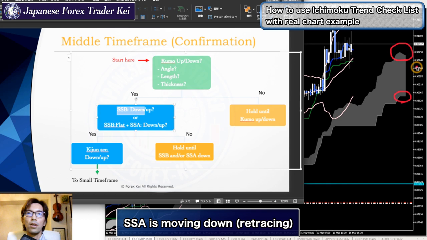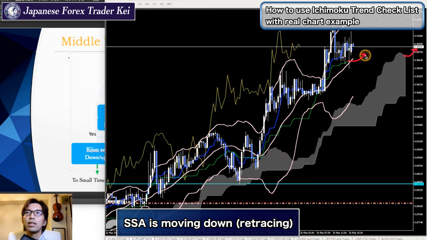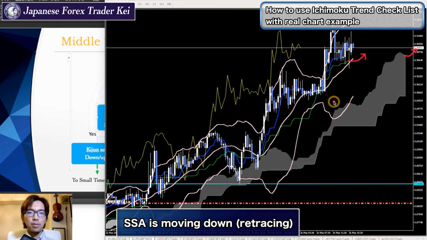So without going to Kijun Sen, this is not the buying chance, right? This is not the uptrend. We cannot confirm the uptrend in this middle time frame, right? So we better wait for this Senkou Span A to move up this way, or Kijun Sen to move up this way, to look for the buy chance by going to the lower time frames. But right now, again, Senkou Span A is going backwards, like retracing, so we cannot look for the buy chance, right? Although the price looks to be uptrend, right?